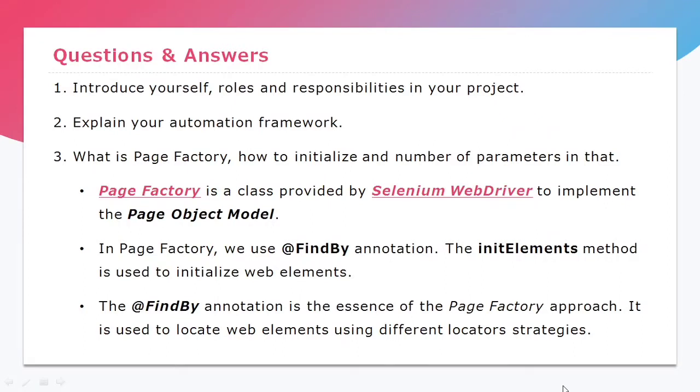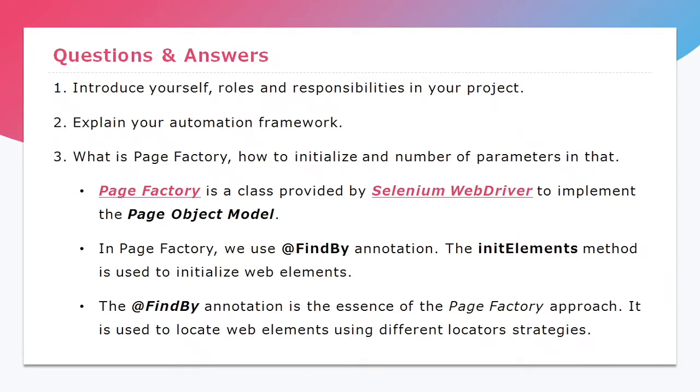Let's look into the first question, which is introduce yourself, roles and responsibilities in your projects. In this question, you have to explain about yourself, your overall experience in the testing, and how many years of experience in manual testing and overall experience in the automation testing as well. Coming to the point of roles and responsibilities, you have to specify what are the roles and responsibilities you have done in your project. And you can specifically mention about the skill set related to automation testing and the tools you have used in this area.